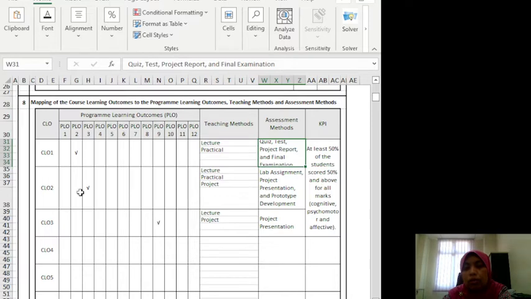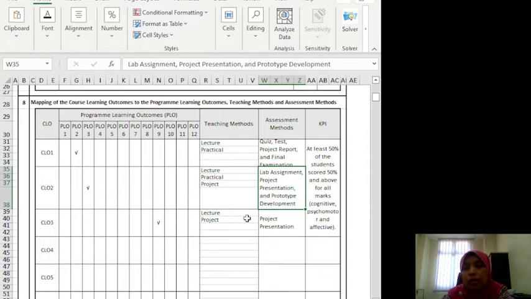And then for CLO2, how we assess you, of course using the lecture, practical and also project. Okay, kenapa project? Because project will assess your level of skill of your programming. So basically markah tu akan diambil berdasarkan lab assignment, project presentation, sama ada you punya project tu running ke, ada error ke, without error, and so on, and also prototype development.